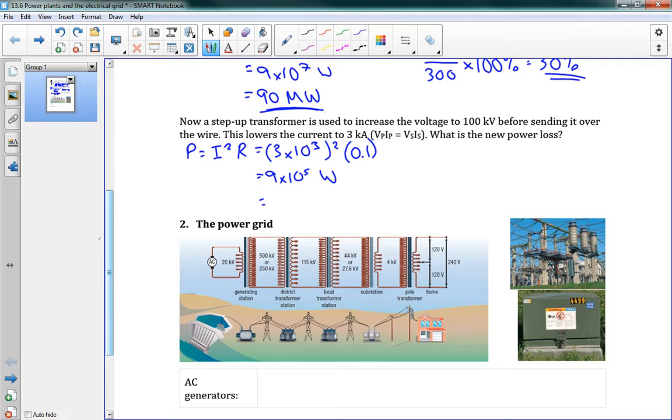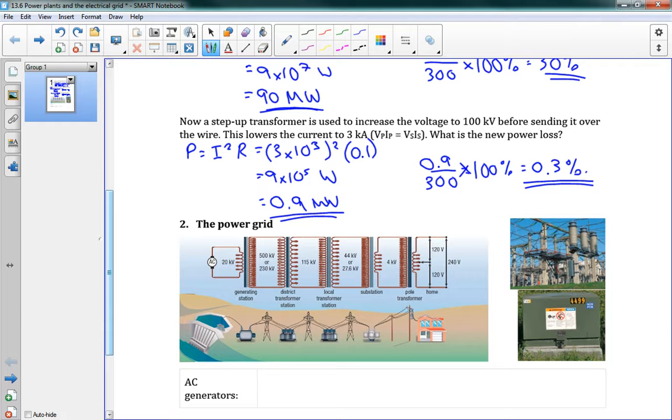watts, or 0.9 megawatts. And you can see how that has made already a huge difference from our 90 megawatts before. If we do 0.9 divided by 300 times 100%, we're going to get 0.3%. From 30% down to 0.3%.